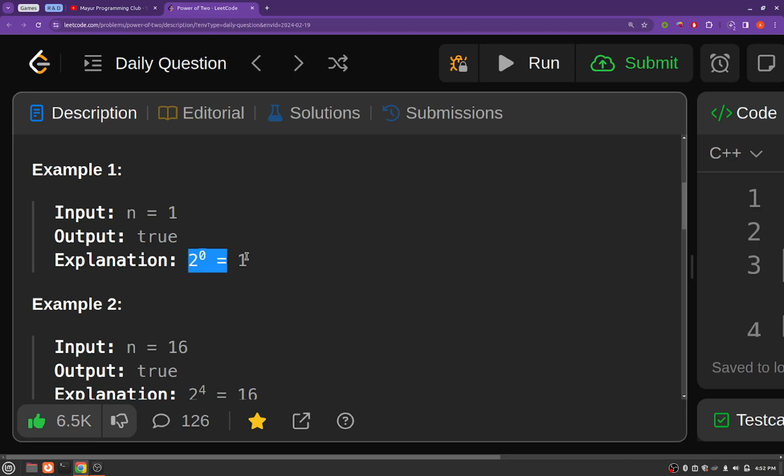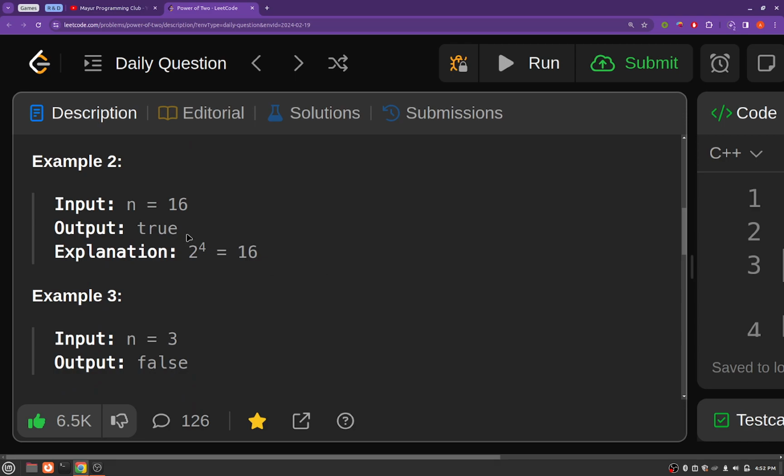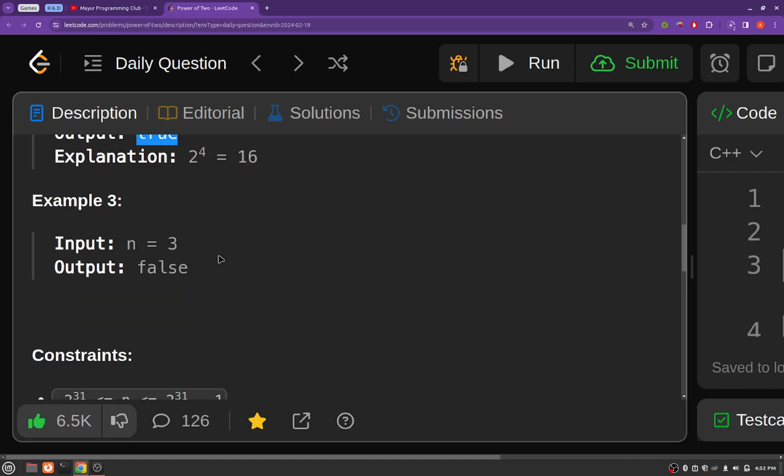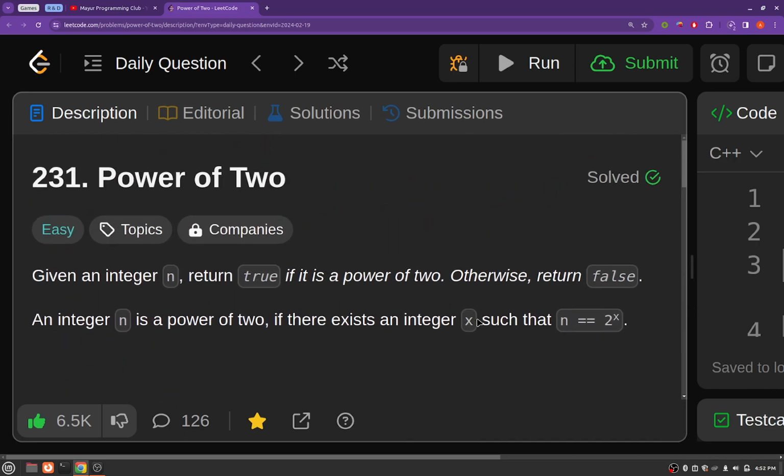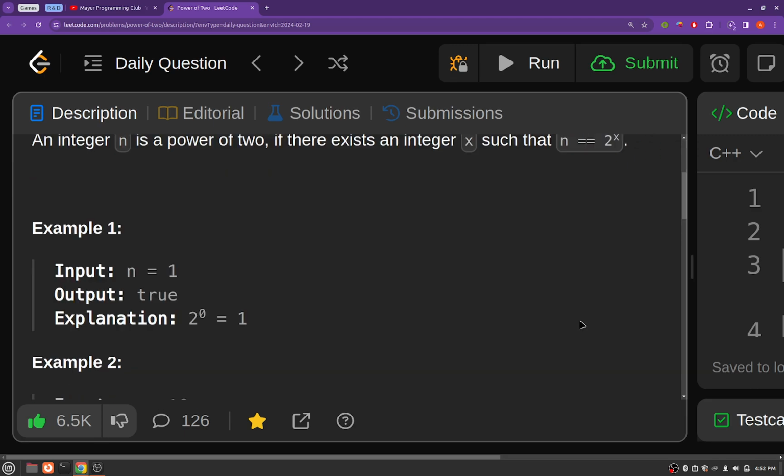So 2 raised to power 0 is 1, so this is power of 2 indeed, and 2 raised to power 4 is 16, so this is also power of 2, and n is not power of 2 because there does not exist any integer x such that 2 raised to power x equals 3.